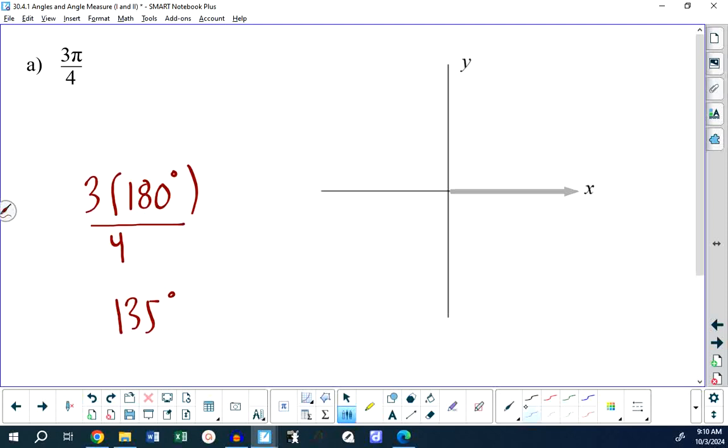When I say 3 pi over 4, I just do this. 1, 2, 3 pi over 4. I'm going to put 135 degrees here. I put radians in the first example because we converted to radians. In this one, we're converting to degrees, so I'll put degrees. And that's theta.